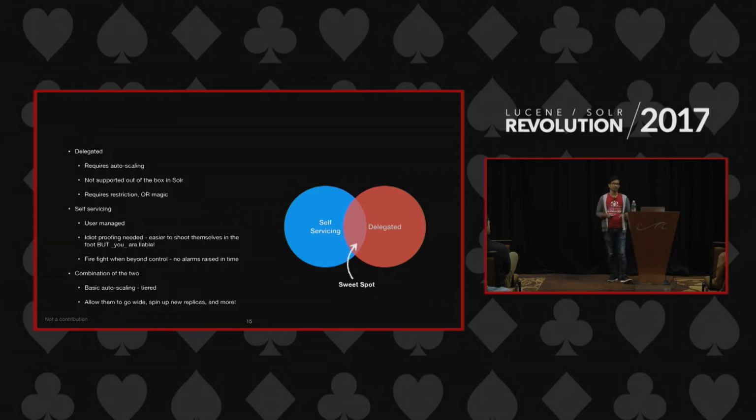What ends up happening, or what's the sweet spot here again, is a combination of the two. So you give them things that they can use, or endpoints that they can use, or APIs that they can use to scale up or scale down, do things that are required to manage your cluster.